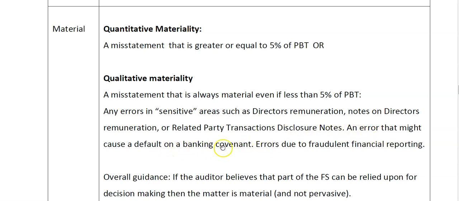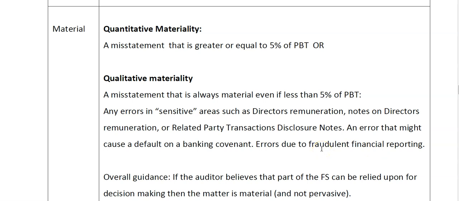Any error that might cause a default in a banking covenant would be material. So if profit was 100,000 and the error was 5,000, that's 5% of 100,000. If profit was 1 million and there was an error of 10,000, even though that error is quite far below 5% of the profit, if that reduction in profit due to an error would cause a banking covenant to default, the bank to call in any loans they have, then it would be a material error. And any errors due to fraudulent financial reporting are always material.